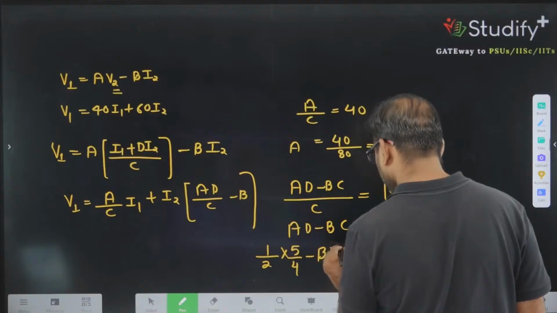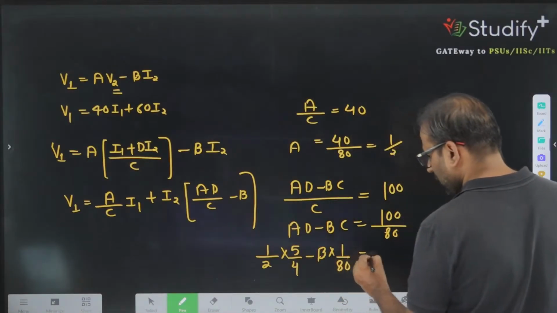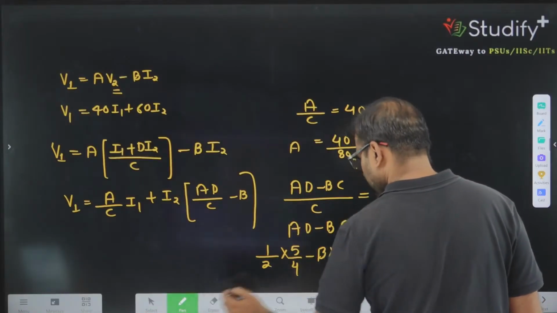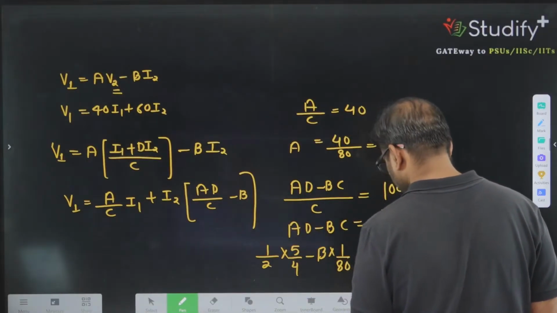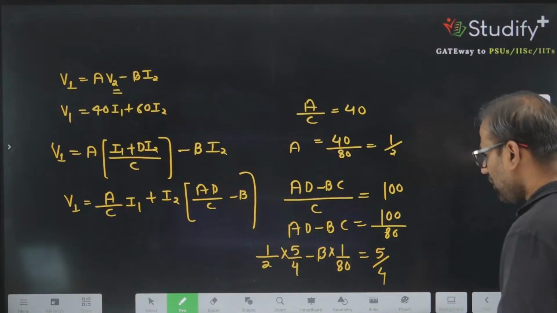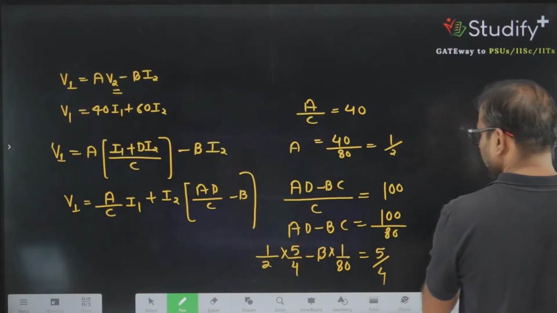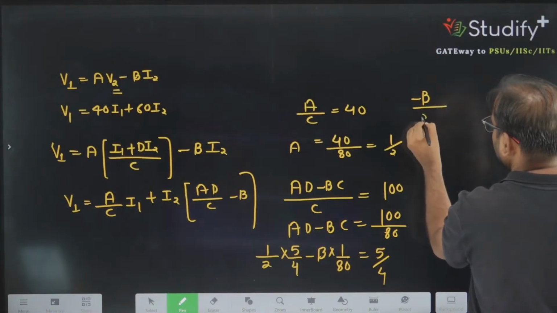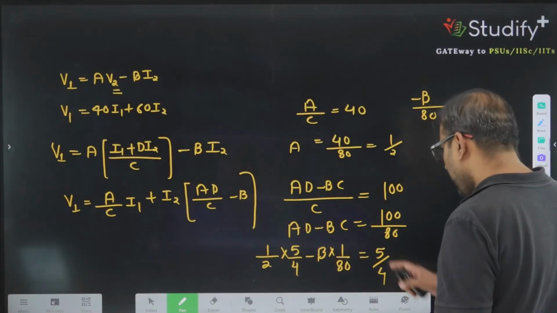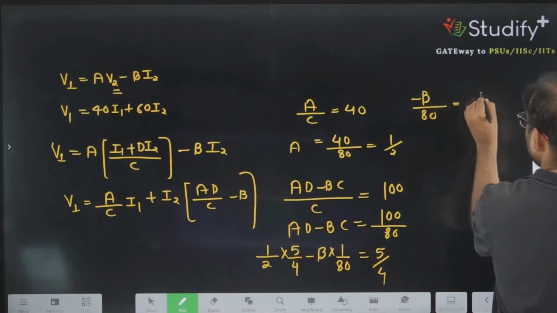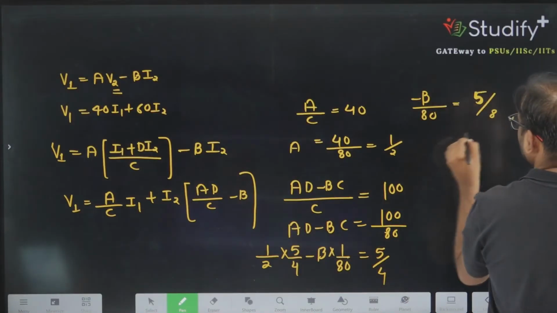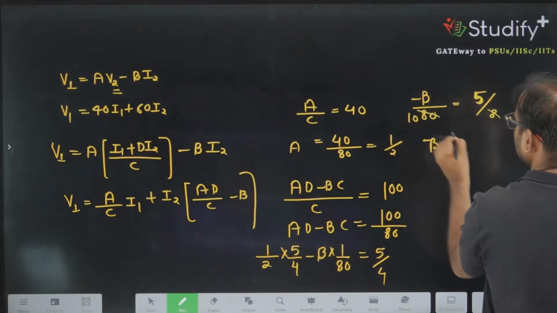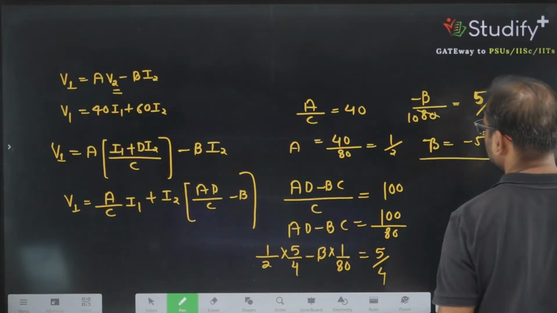What is value of C? 1 by 80. Equal to what? 100 divided by 80 means 5 by 4. So 5 by 4 minus half of 5 by 4. So you can say this value will be what? Minus B into 80 is equivalent to 5 by 4 minus half of 5 by 4, which is 5 by 8. And B equal to what? This is minus 50.